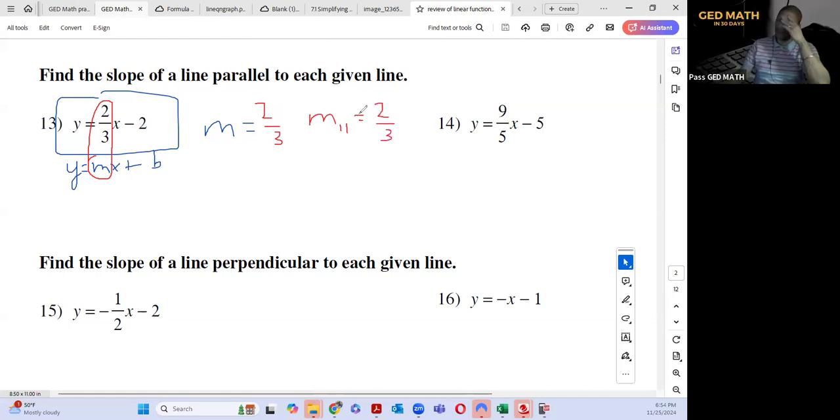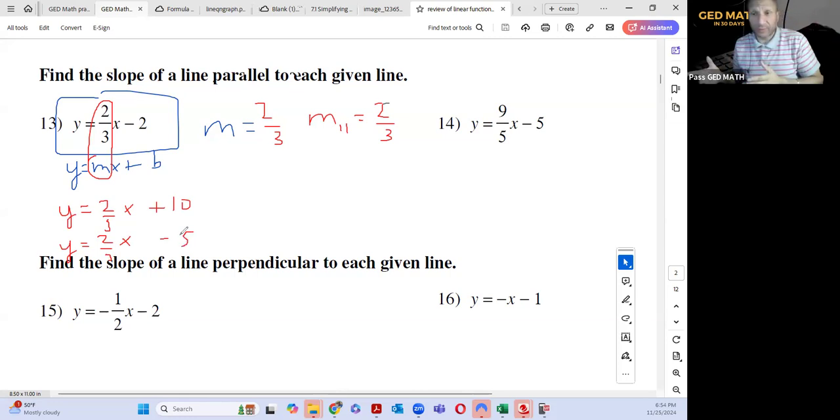Oh my goodness, Mr. Tins, you are blowing my brain away. This is what you got to remember. This equation is y equals 2/3 x minus 2. An equation that's parallel to this, an example, would be y equals 2/3 x plus 10. Or y equals 2/3 x minus 5. They all have the same slope of 2/3. The y-intercept is different, so they're not the same line, but they will never cross.